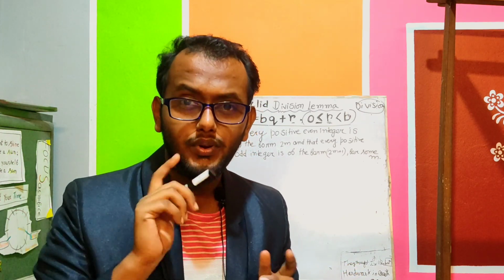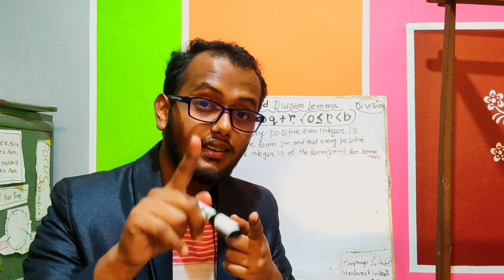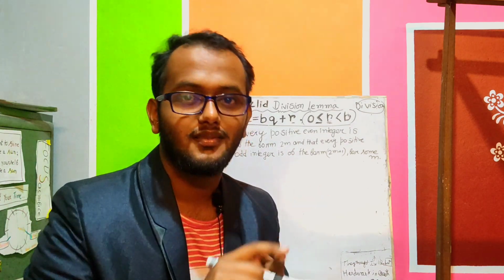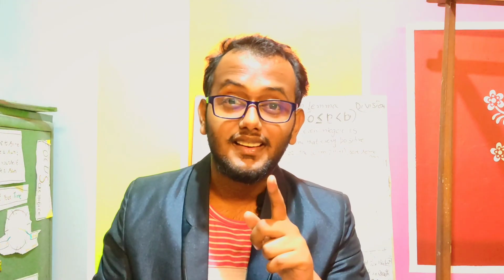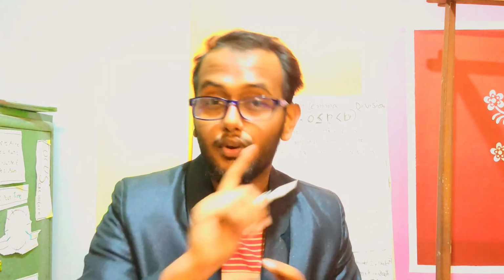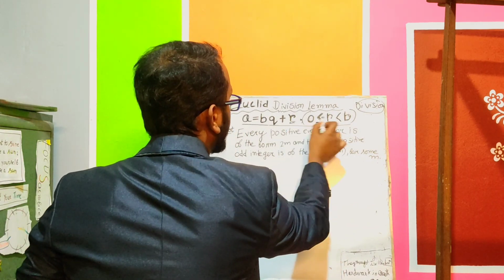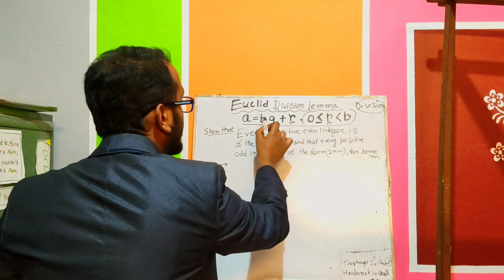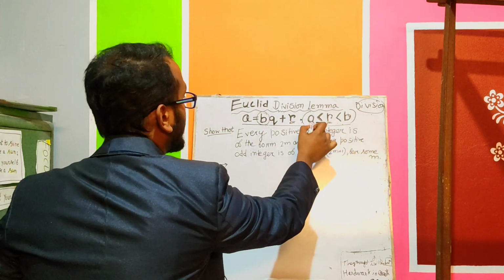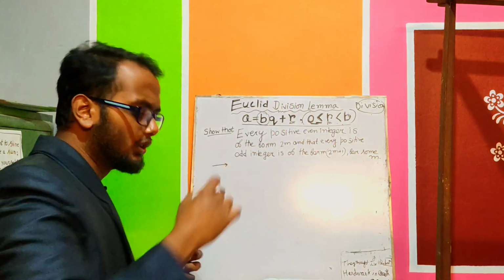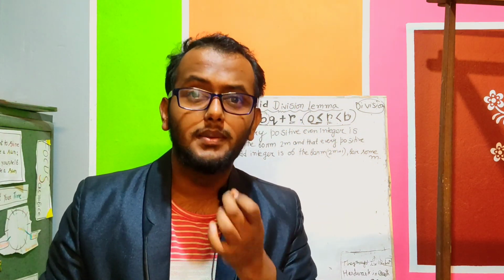And we know that the remainder is always either less than the divisor, or equal to 0. So here exactly the same thing happens. Here r is the remainder, so r is greater than or equal to 0 and less than b. So there are various cases of division, Euclid division lemma.